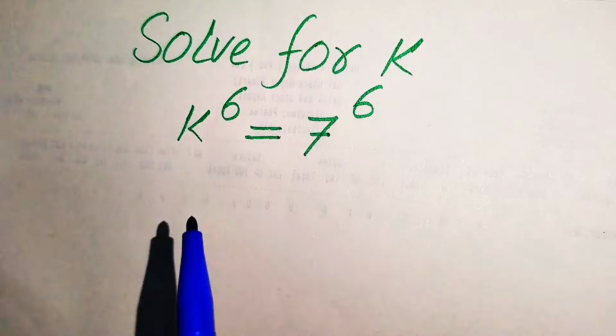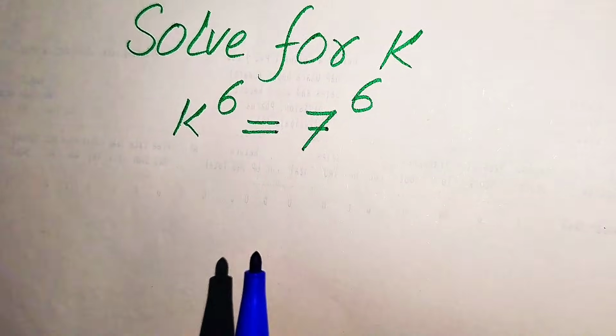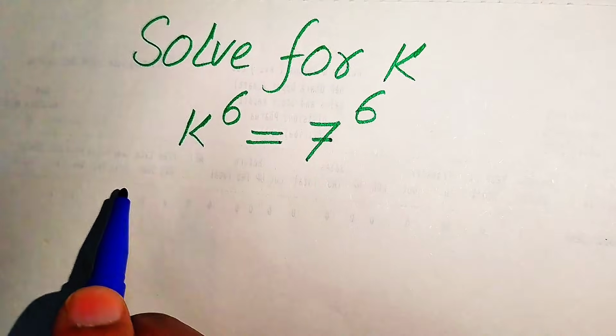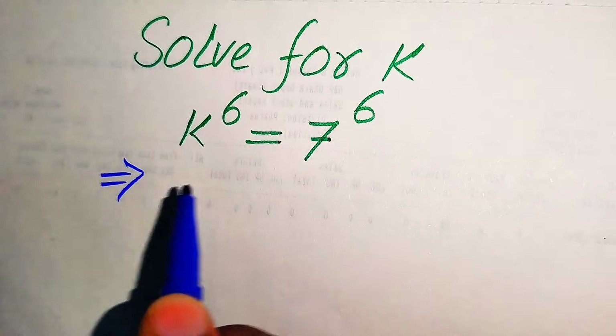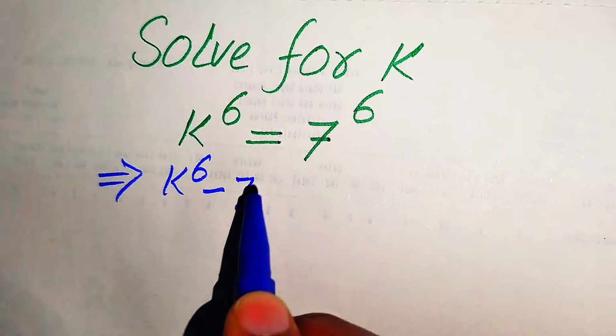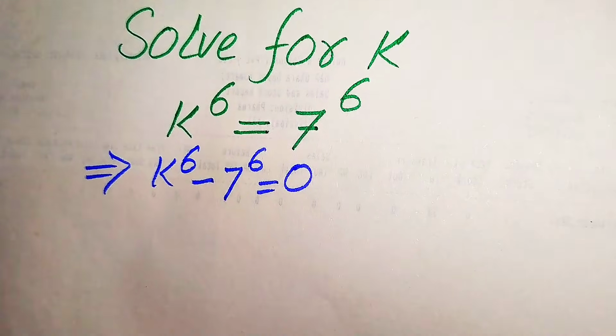So here we have k to the power of 6 is equal to 7 to the power of 6, and we solve this problem for all the values of k. First we rewrite this equation in this form. Here we move the 7 to the power of 6 to the left hand side, and it becomes k to the power of 6 minus 7 to the power of 6, and this whole equation is equal to 0.